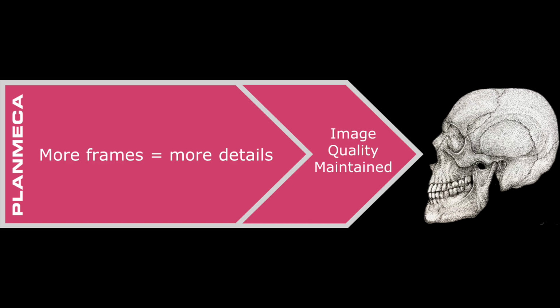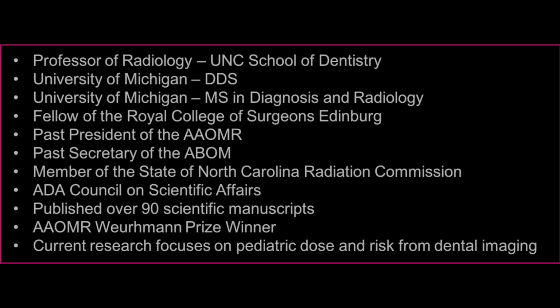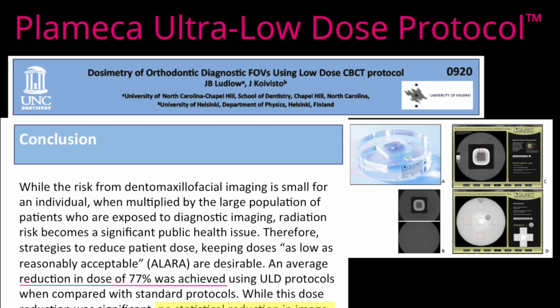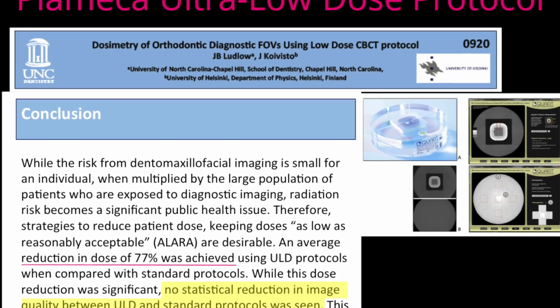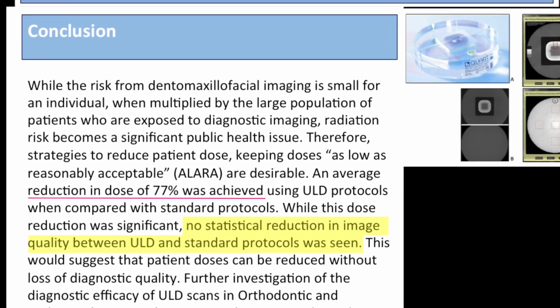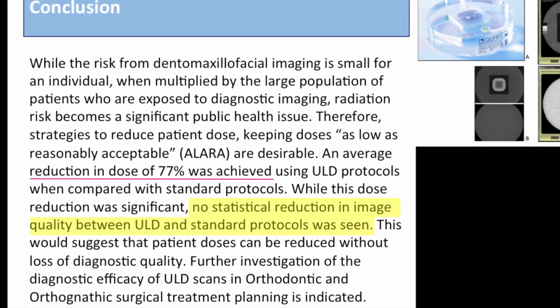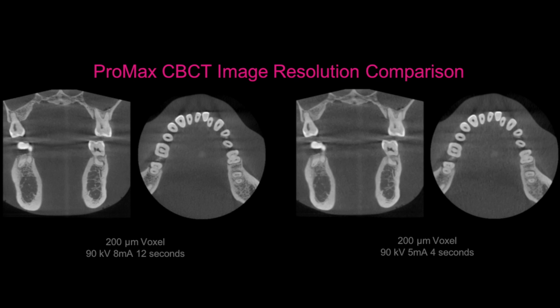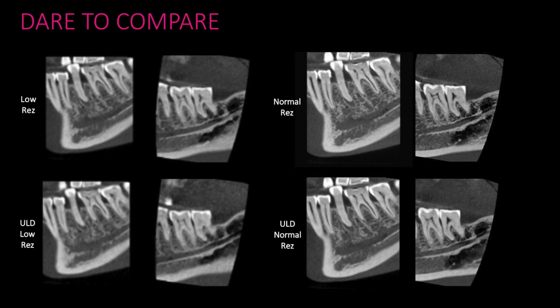In fact, one major study out of UNC by Dr. John Ludlow, who many refer to as the godfather of dental radiation, proved to the industry that Planmeca's ultra-low dose and Planmeca CBCT units showed a nearly 80% reduction in radiation without sacrificing image quality. So you can't tell the difference between Planmeca ultra-low dose and a normal scan. In fact, check out these images. Diagnostically, you can't tell the difference.